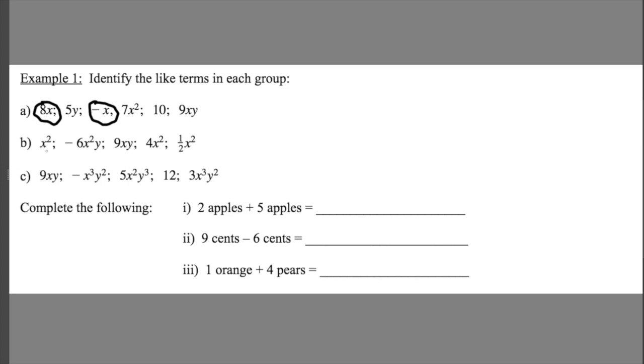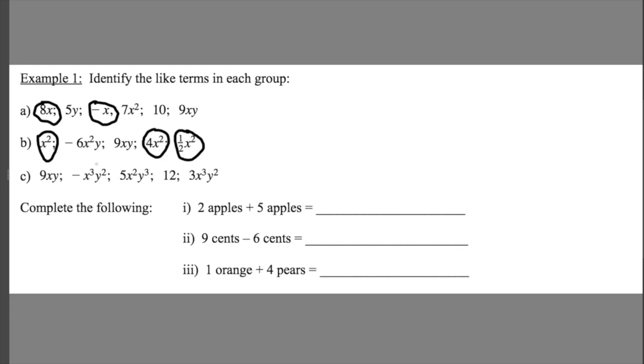B: x squared, negative 6x squared y, 9xy, 4x squared, 1/2 x squared. Again, the x's that are squared are like terms, and the other ones are unlike terms. The negative 6x squared y has an x squared, but it also contains a y. Because it contains a y, it is not a like term with x squared, 4x squared, or 1/2 x squared.